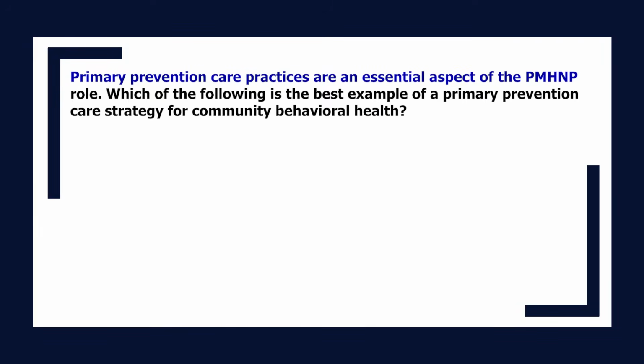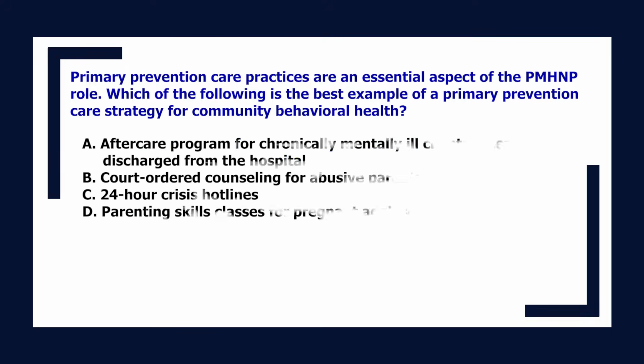Primary prevention care practices are an essential aspect of the PMHNP role. Which of the following is the best example of a primary prevention care strategy for community behavioral health? A. Aftercare program for chronically mentally ill clients recently discharged from the hospital. B. Court-ordered counseling for abusive parents. C. 24-hour crisis hotlines. D. Parenting skills classes for pregnant adolescents.